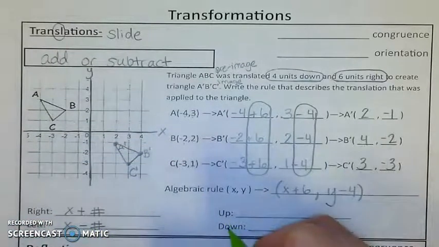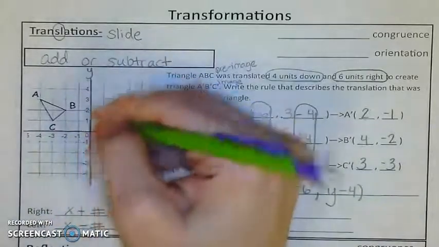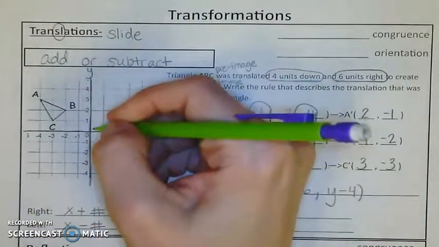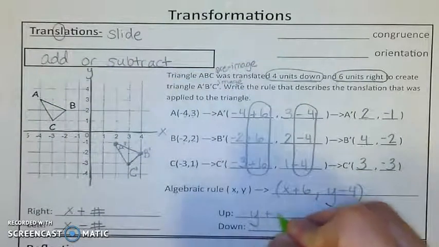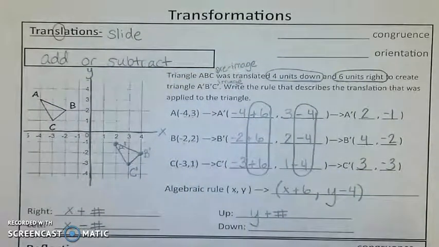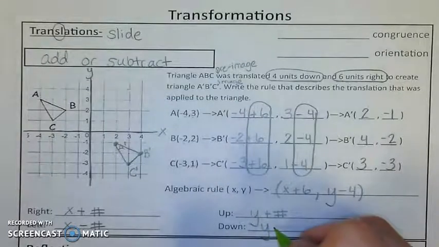If I'm talking about up and down, the y-axis goes up and down. If I go up, those numbers are getting bigger, so again, I'm going to take that y value and I'm going to add. If I go down, I'm going to take that y value and subtract because they're getting smaller.